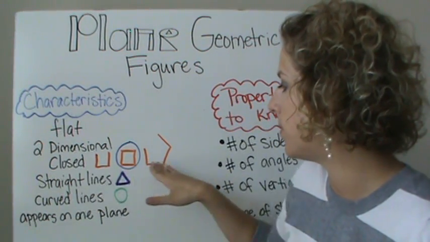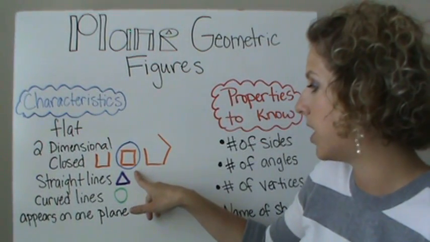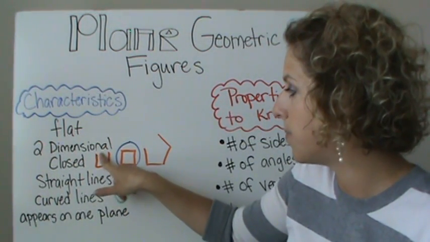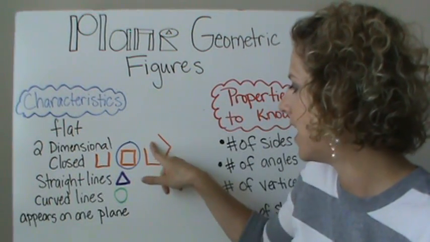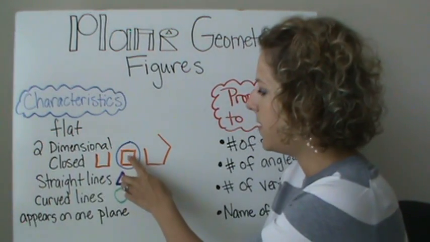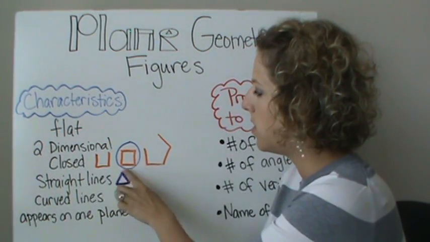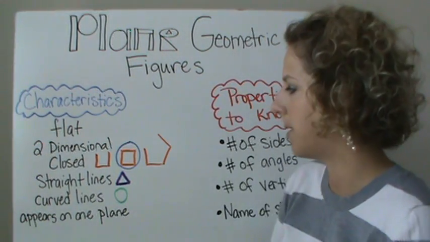These figures have to be closed. These three examples, only one of the examples is closed. You can see here there's an opening in this figure. It's not a plane figure. This one here has an opening. That is not a plane geometric figure. But this one, the square, has all sides closed, so that would be a plane geometric figure.